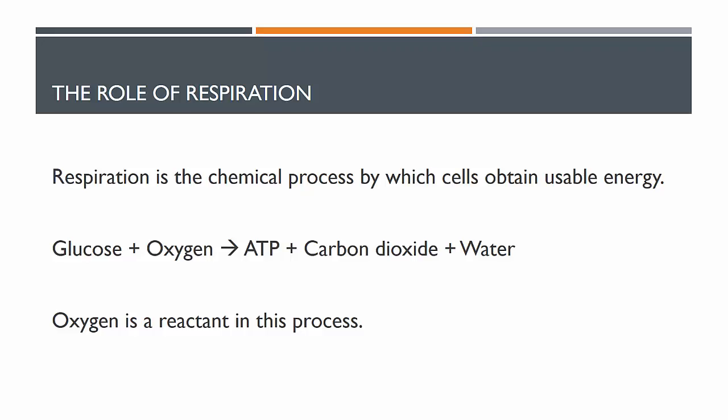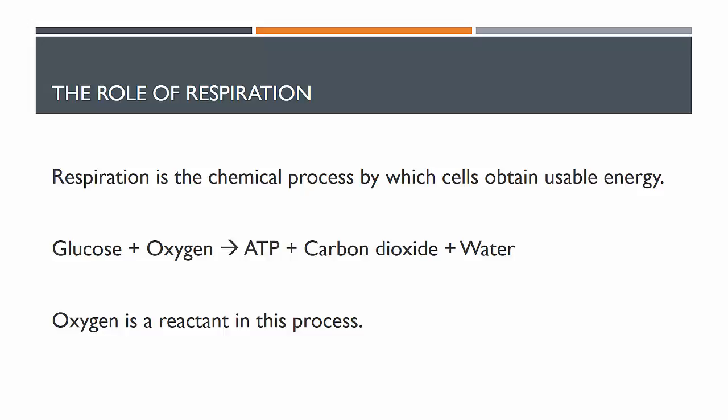Okay, so we need to first have a look at the role of respiration. It's just the idea that the way the body gets energy is from respiration. A very simple word equation for respiration is glucose plus oxygen yields ATP, which is our energy. ATP stands for adenosine triphosphate, and if you want to know a little bit more about respiration, I can clear that up for you in the classroom. But it also produces carbon dioxide and water.